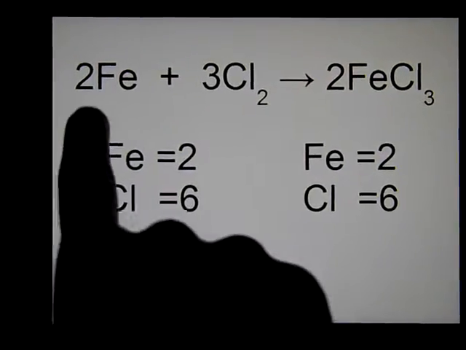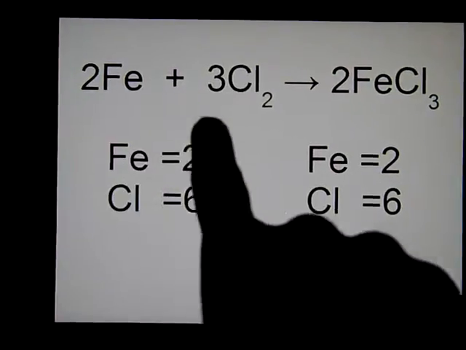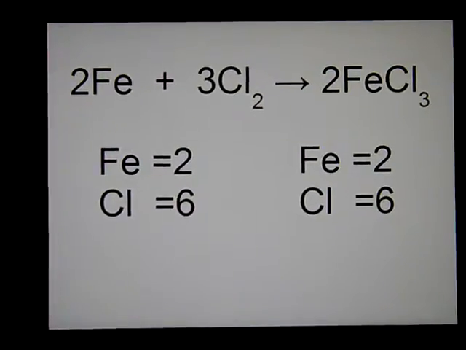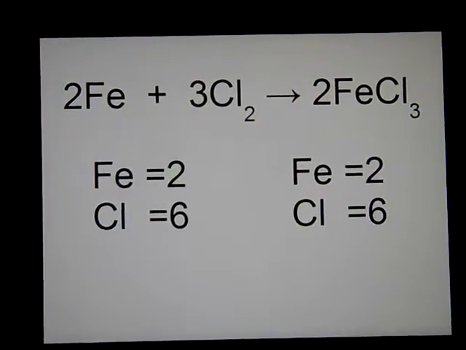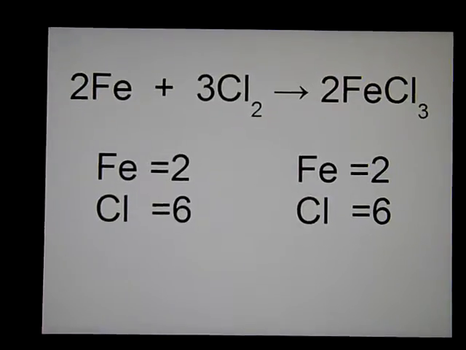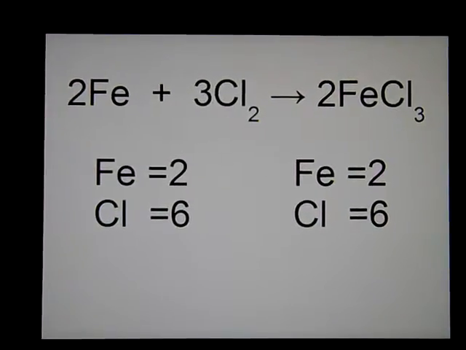It's always a good idea to go back and make sure that we can't reduce our coefficients any. We have a 2, a 3, and a 2, so those cannot be reduced at all. That's the first one. Very typical example of the kind of balancing that you would have to do in physical science. Let's do one more.